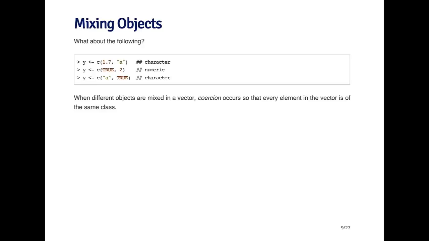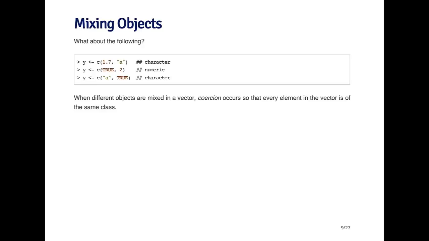In the second example, I'm concatenating TRUE, which is a logical, and 2, which is a numeric. What's going to happen here is that you're going to get a numeric vector, and the TRUE is going to be converted into a number. How does that happen? By the convention in R, TRUE is represented as the number 1, and FALSE is represented as the number 0. So what you're going to get here is the vector 1, 2.